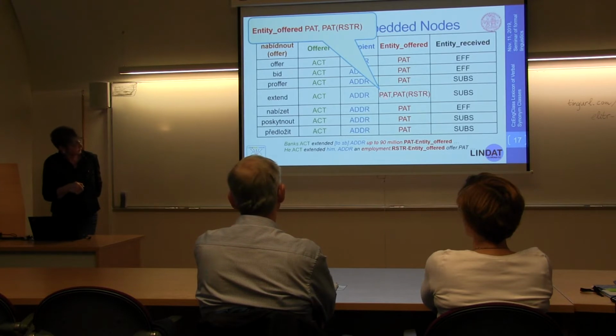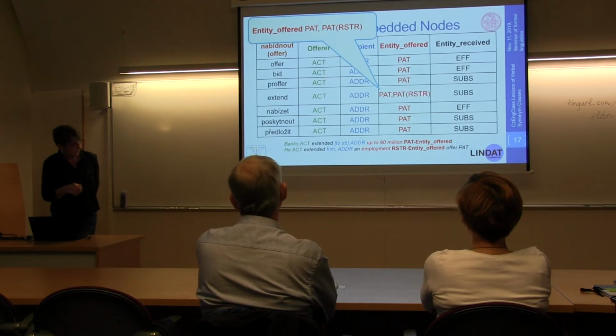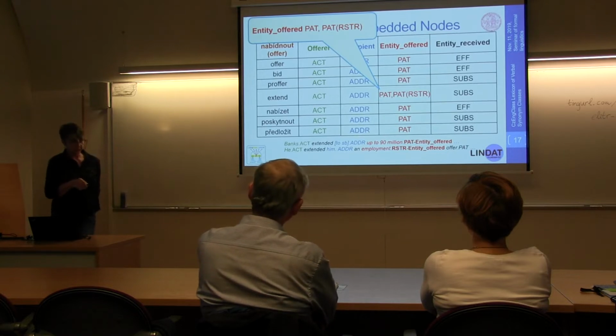The entity offered semantic role is not directly mapped to the patient in this sentence, but it is mapped to the RSTR attribute, which is a dependent of the patient. So this is why we have the notation with the brackets here.